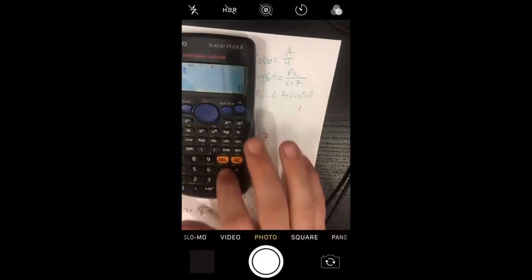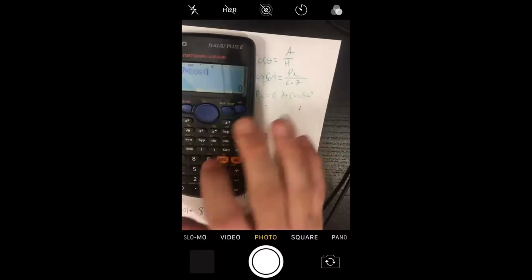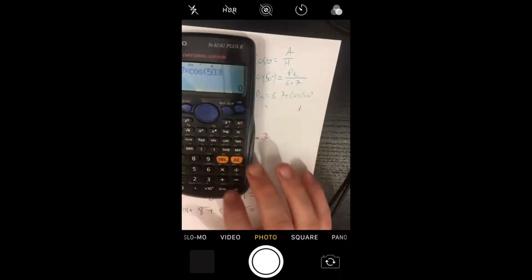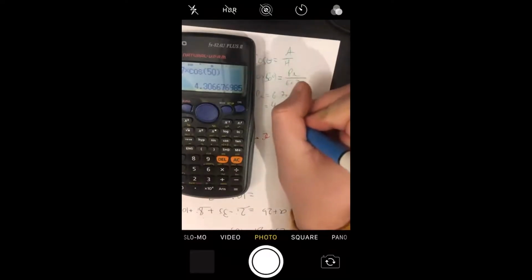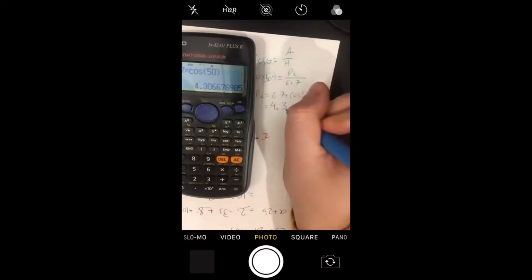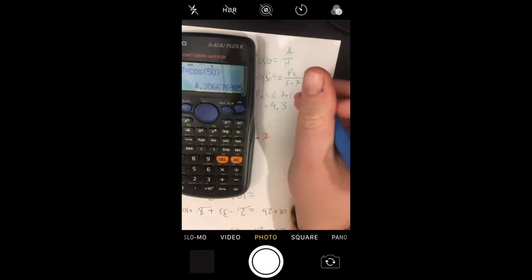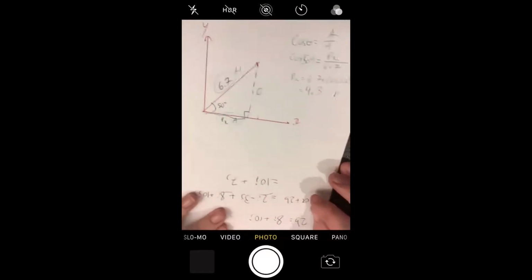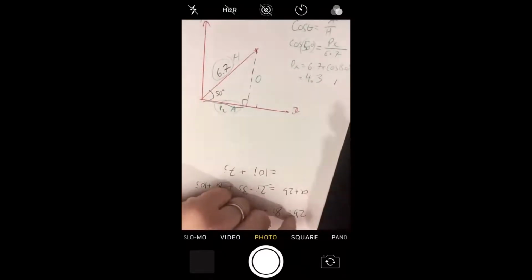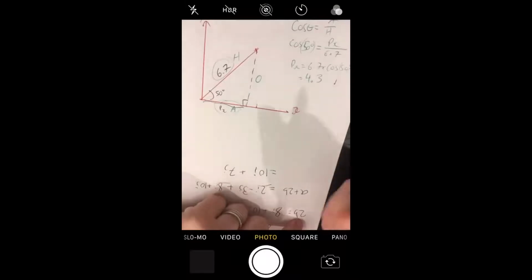Six point seven times cosine 50 equals 4.3. We're going to stop there. 4.3. Cool. All right.